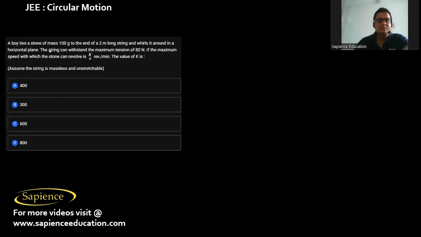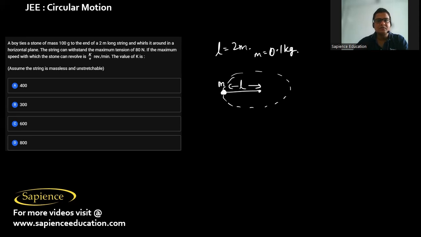And here it is told a boy ties a stone of mass 100 gram to the end of a 2-meter long string and whirls it around in a horizontal plane. So the length of the string is L, L is equal to 2 meter, and the mass of the stone is 0.1 kg. It is whirled in a horizontal plane. The string can withstand a maximum tension. The maximum tension is 80 Newton.